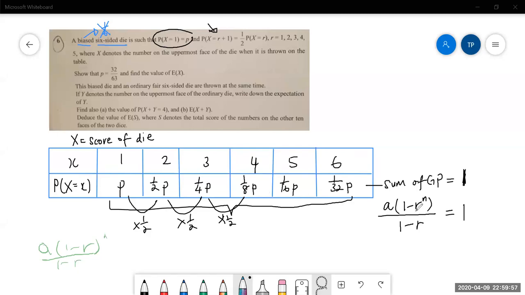But anyway, we know what the a is. The a is P itself, and the r is half. So by substituting it into the equation, you should be able to solve for P. Once you solve for P, you should be able to get this.